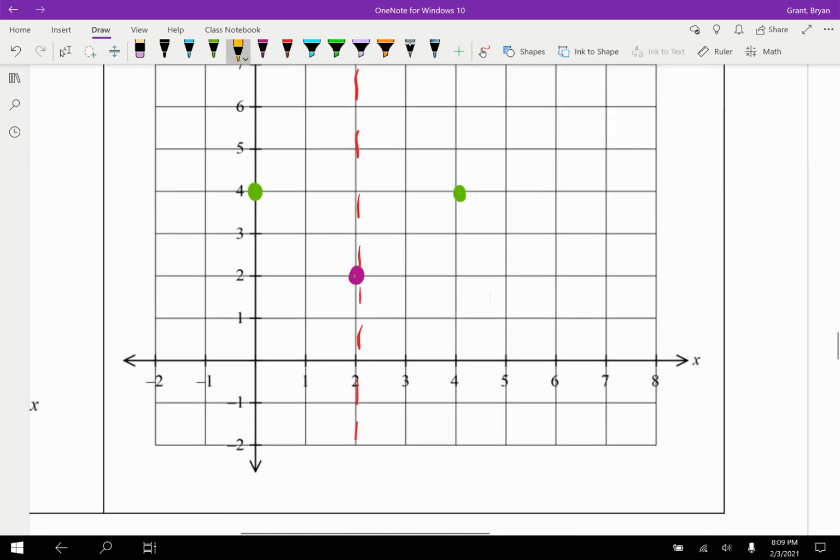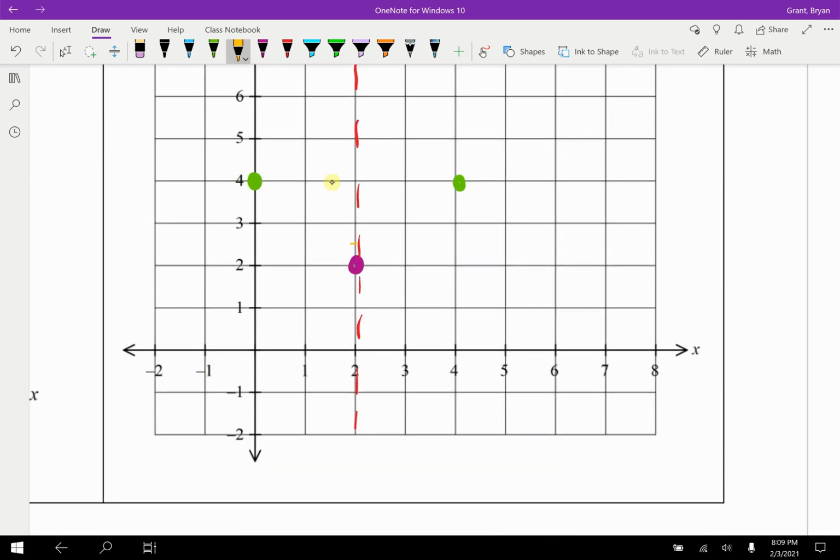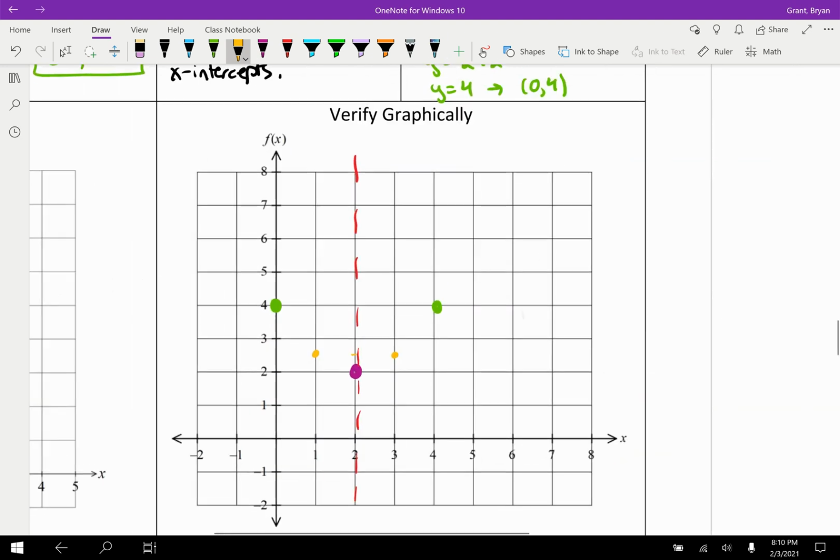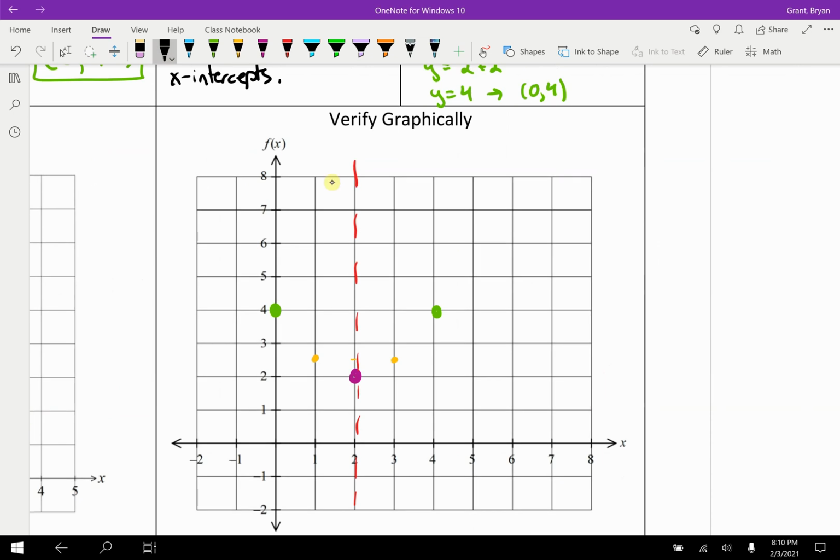So I'm going to go ahead from the vertex. I'm going to go up 1/2, and then to the right 1, or up 1/2 and to the left 1. And this gives us our 5 points that we can very nicely artistically turn into our U-shaped graph.